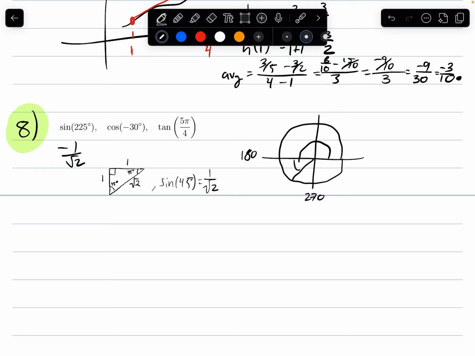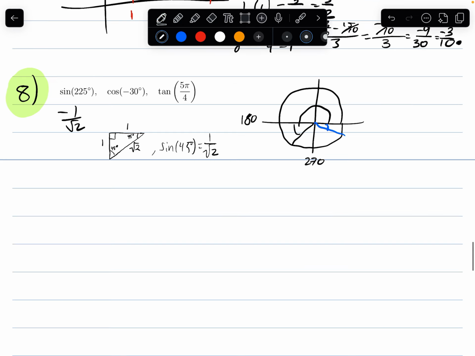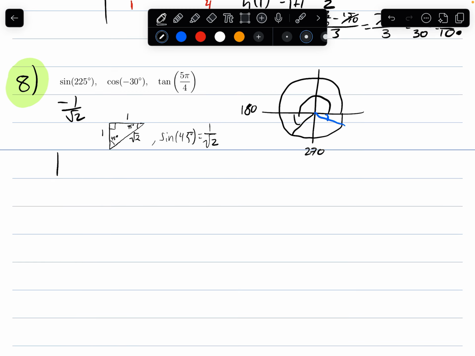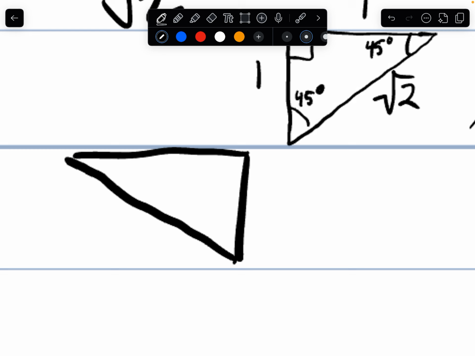Cosine of 30, I'll do this angle in blue, will be something like this, where this angle here is 30. Because remember, negative, we go backwards. So we can make our triangle again. So I'll do it like this. So 1, 2, 3. And now here, this one was 30. Make it a little smaller. And this is 60, and this is 90.